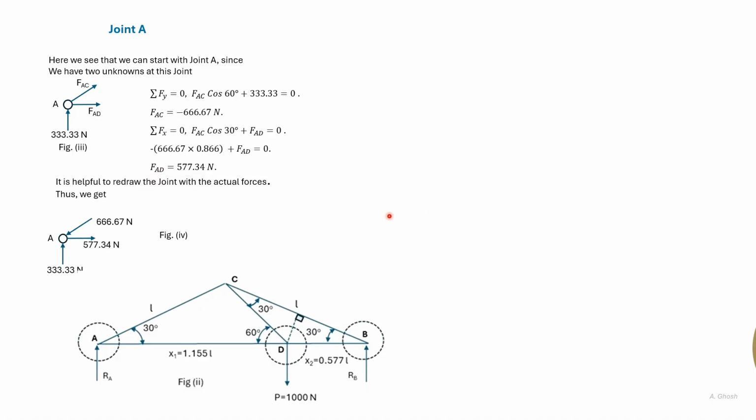Once we have got the forces, it's helpful to redraw the joint showing the direction of the forces. Since we got FAC as negative, the force is acting towards the joint A. This is the free body diagram of the joint A. These are forces that act on joint A due to the members and due to the reaction RA. These are not the forces that joint A itself exerts on the surroundings.